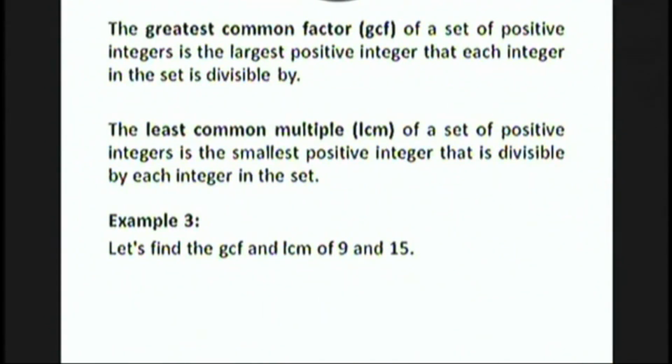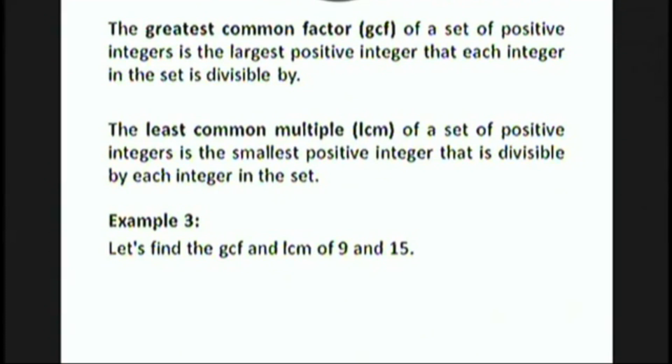The greatest common factor of a set of positive integers is the largest positive integer that each integer in the set is divisible by. And the least common multiple, or the LCM of a set of positive integers, is the smallest positive integer that is divisible by each integer in this set. If you find these definitions confusing, that's okay. We're going to do some examples that should clear it up.